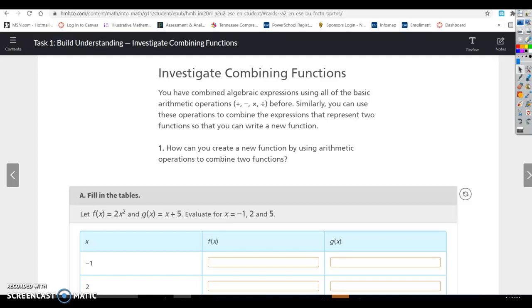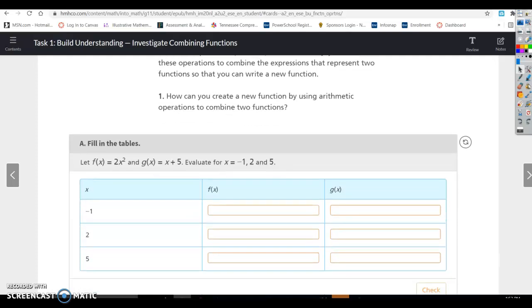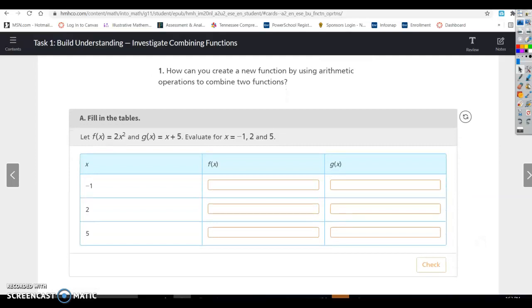You have combined algebraic expressions using all of the basic arithmetic operations: addition, subtraction, multiplication, and division. Similarly, you can use these operations to combine the expressions that represent two functions so that you can write a new function. So how can you create new functions by using arithmetic operations to combine two functions?